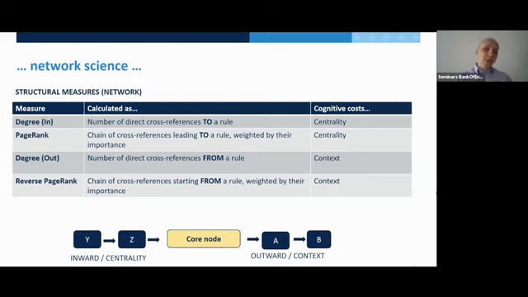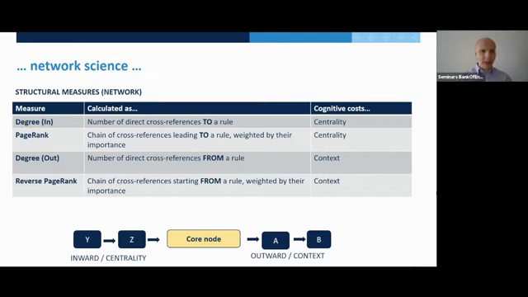There are also measures coming from network science, structural measures, which tell you about how the network of regulation is constructed, is built. Degree is the number of direct cross-references to a rule, so whether there is a link to a particular rule tells you whether there is a direct cross-reference. Then PageRank, which is a chain of cross-references leading to a rule, weighted by their importance. So that's the famous Google algorithm. Both of these measures tell you about centrality.